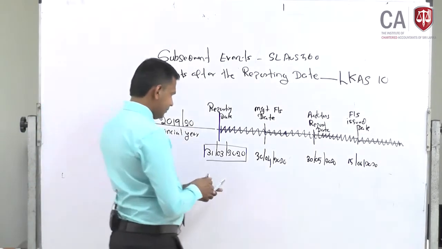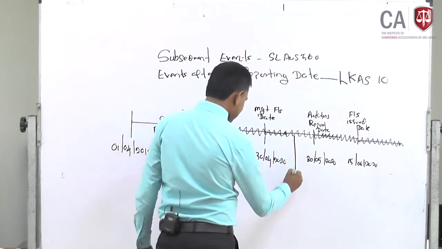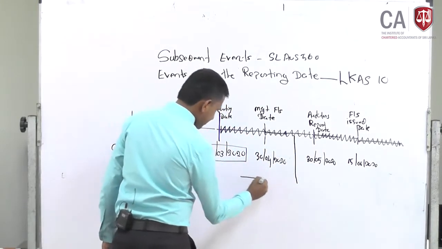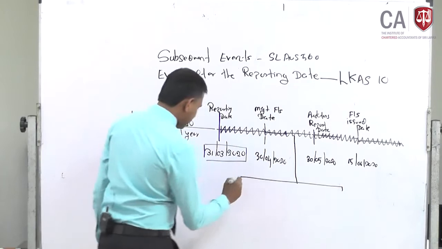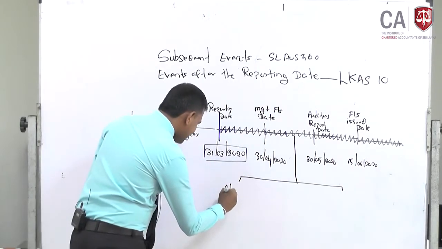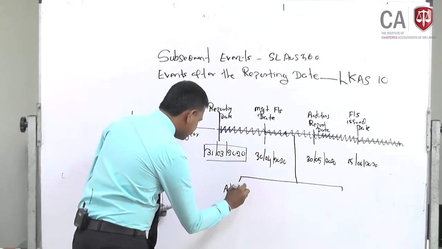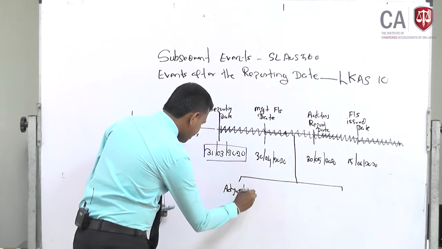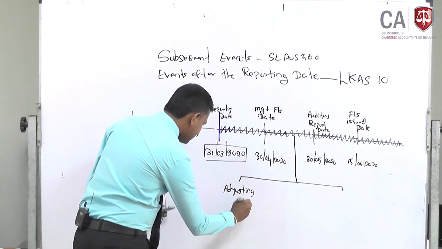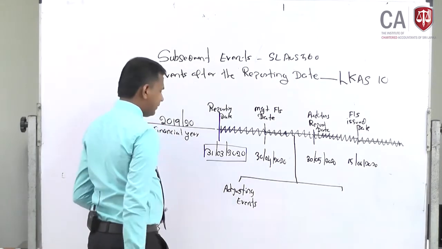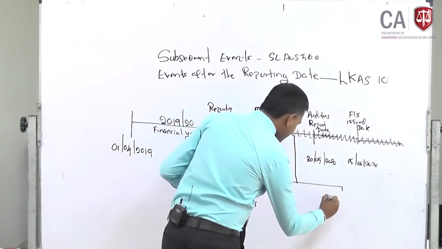It has two types. One we call an adjusting event, the other a non-adjusting event.